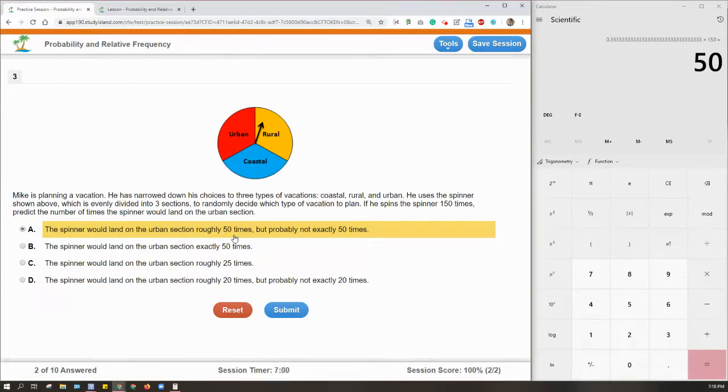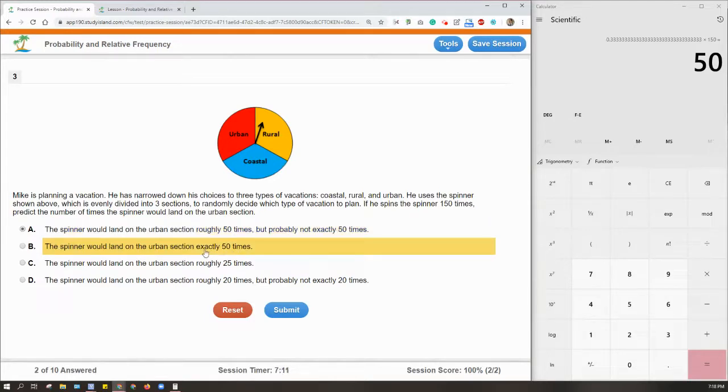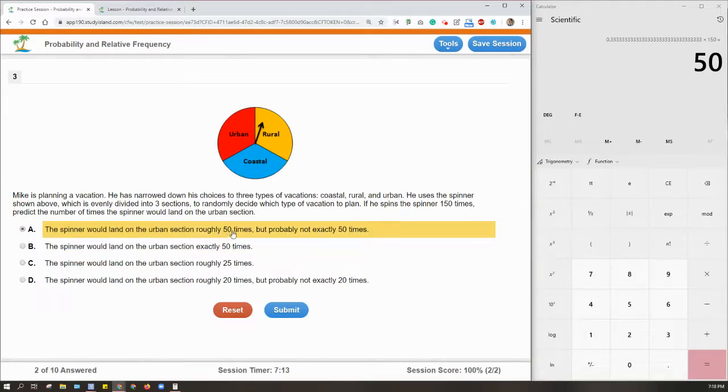But if it was way less than that or way more than that, then we would have cause for alarm. We would say, hey, there's something wrong with this spinner. It's not really being even. So 50 times is our best guess, but that doesn't mean it's going to happen exactly 50 times. It just means that's the number that the results should be close to.